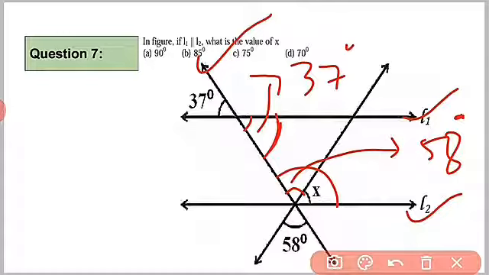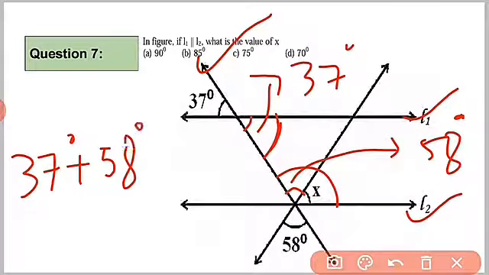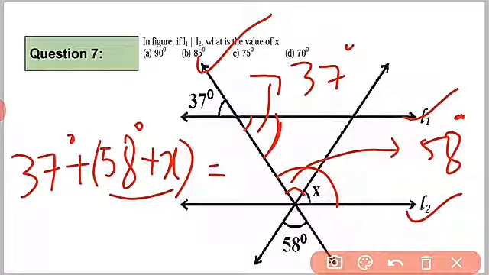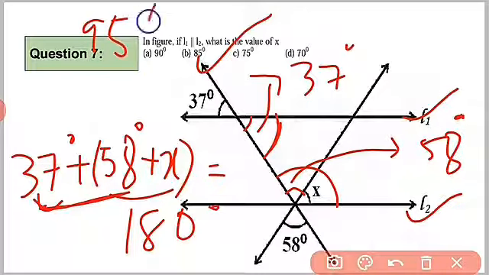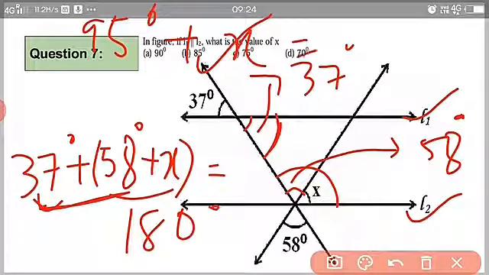So what will be their sum? Yes, their sum will be equal to 180 degrees. That means 37 degrees plus 58 degrees plus x. This is one angle and this is another angle, so their sum will be equal to 180 degrees. When we add 37 and 58 degrees, what is the answer? It will be equal to 95 degrees. So 95 degrees plus x is equal to 180 degrees.